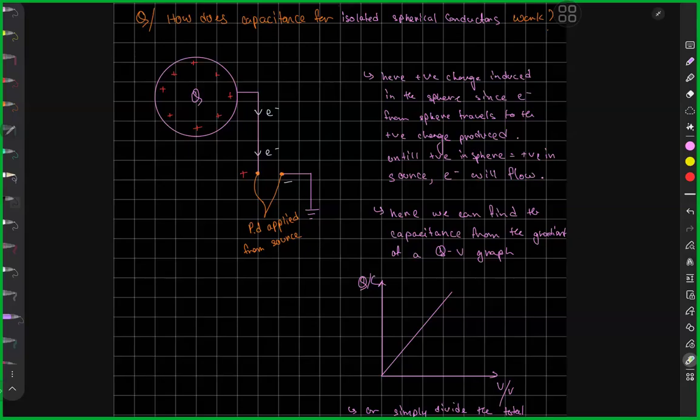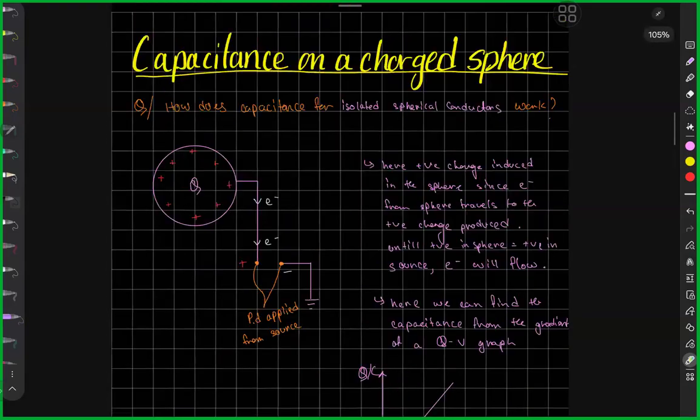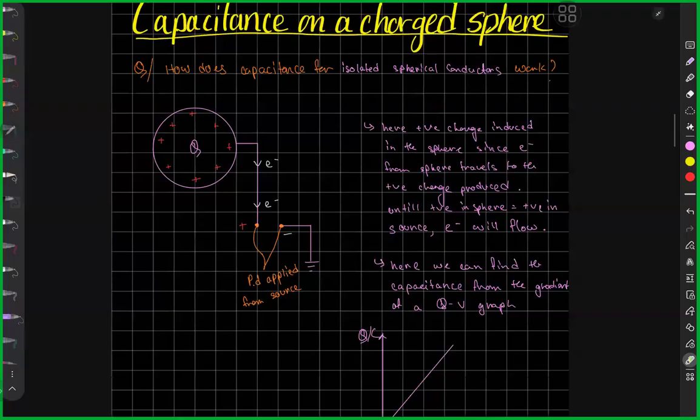Okay. So, basically, that is how you're getting that positively charged sphere. Fair. Until the positive charge in the sphere equals the positive charge of the source, electrons will flow. So when you have this charge net, it will equal your supplied positive charge over here. The electrons will stop flowing. And at that point, you know that you have the same positive charge at the surface of this conducting sphere.